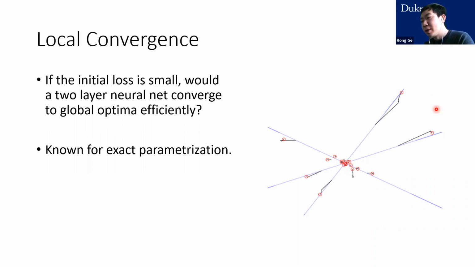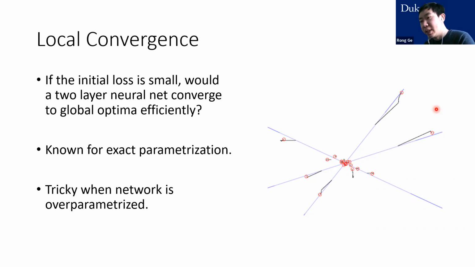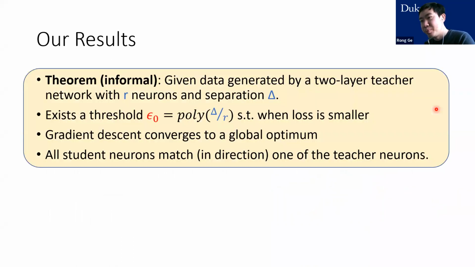So this local convergence result is actually known for what we call the exact parameterization. By exact parameterization, I mean if the teacher network has, say, R neurons, then the student network also has exactly R neurons. If it's the exact parameterization case, then a local convergence is known. But it is actually much trickier when the network is overparameterized, and I will try to give some intuition.